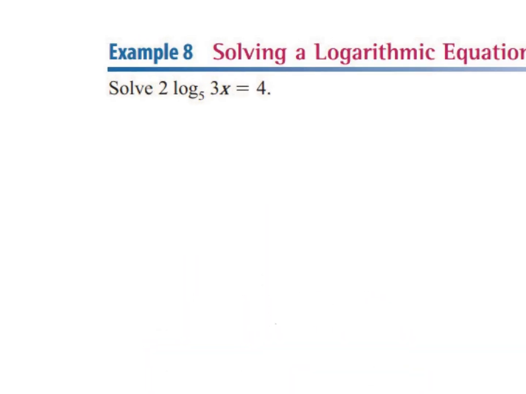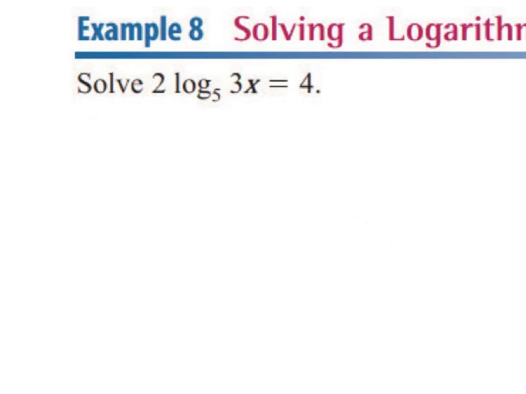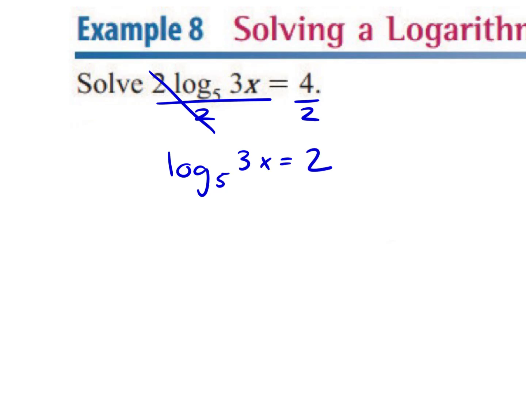Let's look at number 8. What should we do first? Divide by 2. Since 2 is being multiplied by the log, we want to divide by 2, move it to the other side. So log base 5 of 3x equals 4 over 2, which would be 2.